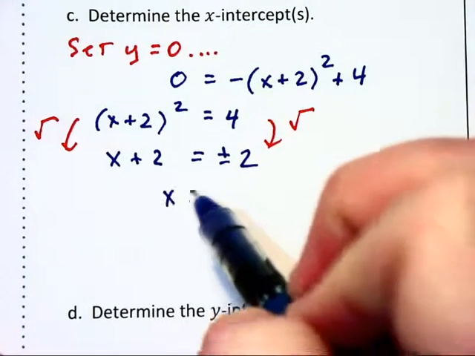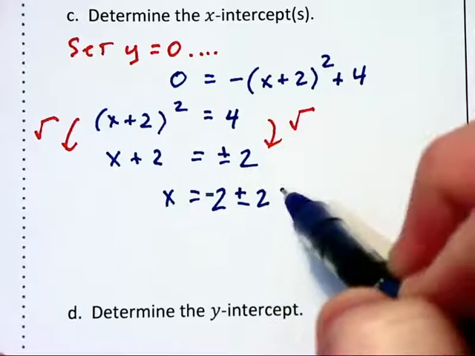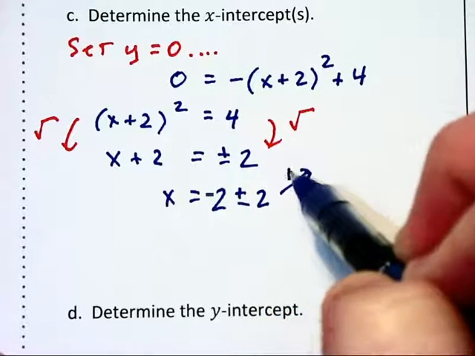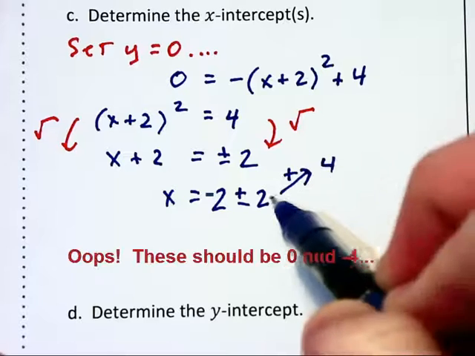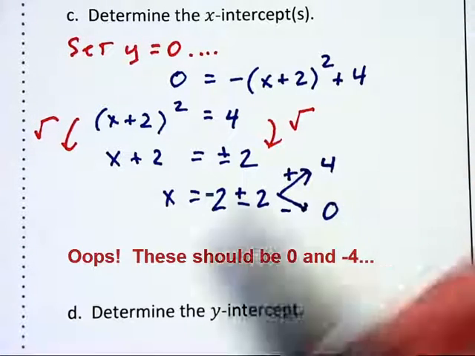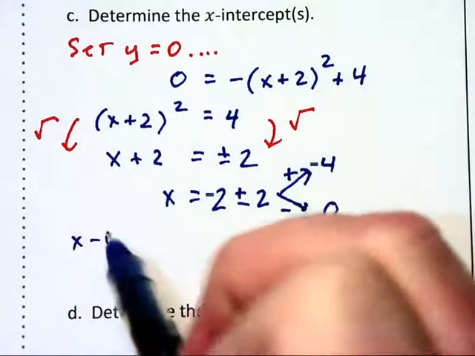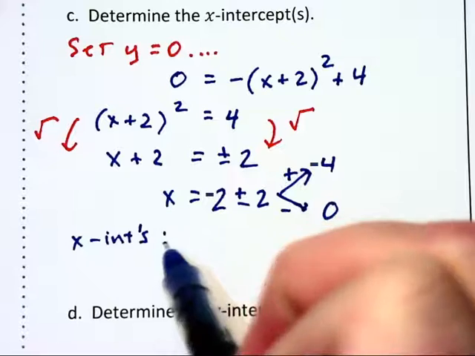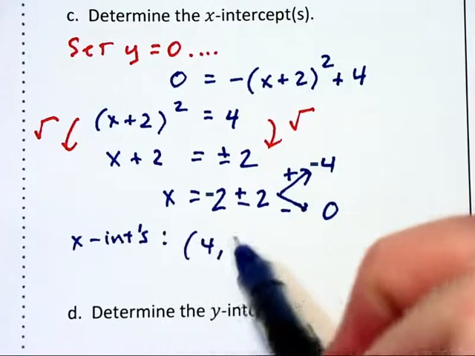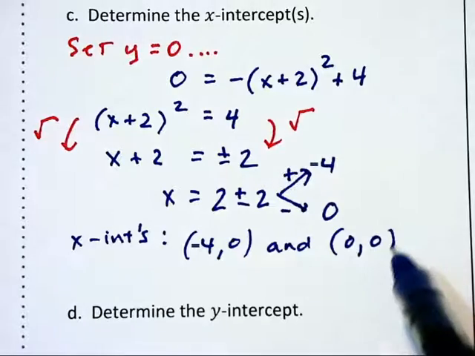Subtracting 2 on each side gives us -2 plus or minus 2. And if we add the two 2's together, we get 0. And if we subtract them, -2 minus 2 gives us -4. So our x-intercepts are (-4, 0) and (0, 0).